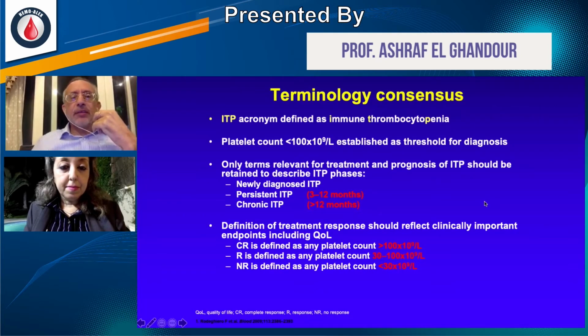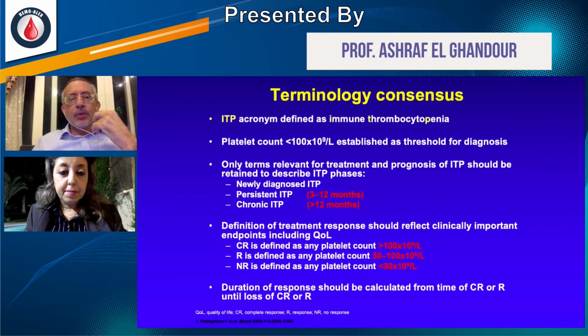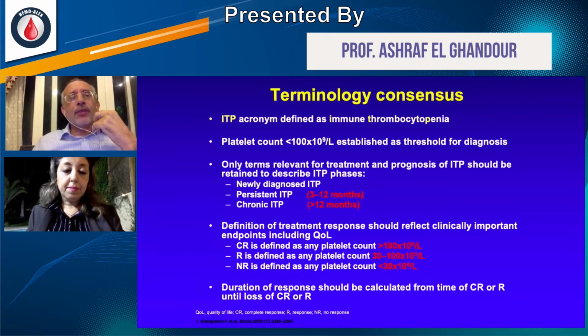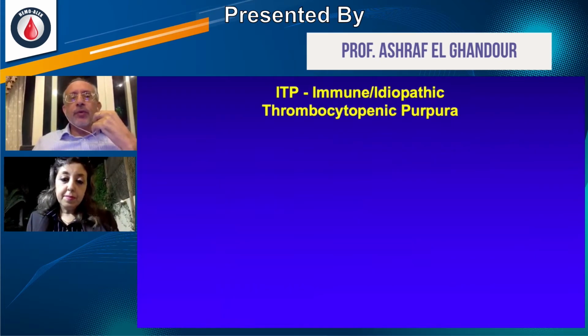Treatment response here: when you have platelets more than 100,000, it's called complete remission. Response here is between 30 to 100,000. Below 30, no response at all. Duration of response here should be calculated from the time of complete remission or response until loss of complete remission or response.